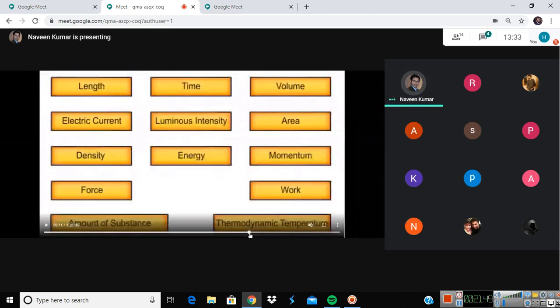Now we know that there are various quantities which are available to us, and in yesterday's class we discussed the 7 fundamental quantities. Apart from those 7 fundamental quantities, we can make other units, and those other units are derived units. In front of your screen you can see SI system: volume, density, force, momentum, work, energy, area. All these are derived units, while the others are derived physical quantities.